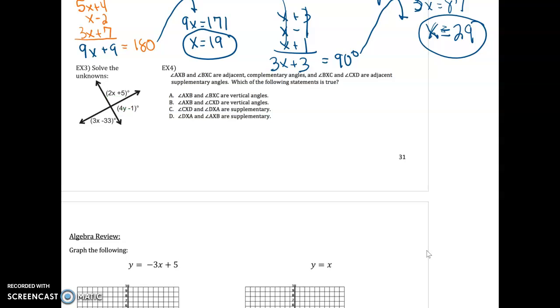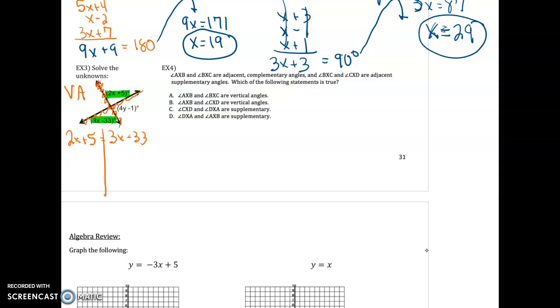So what I'm going to do is solve for x, and as I notice, these angles were formed because I had two lines intersecting, which make these vertical angles. Okay, so we have some vertical angles here. I'm going to abbreviate that. And vertical angles are congruent to each other, so that means 2x plus 5 will equal 3x minus 33, and then I need to solve for x.